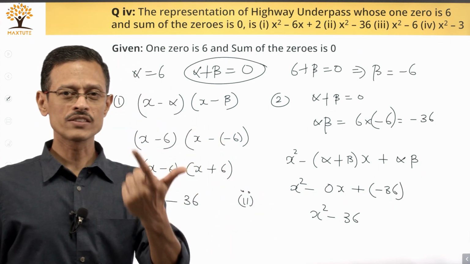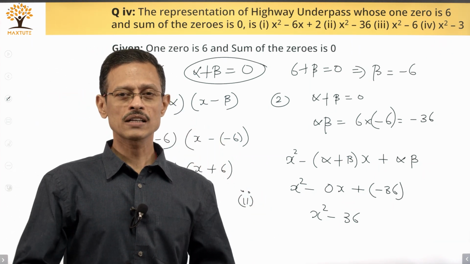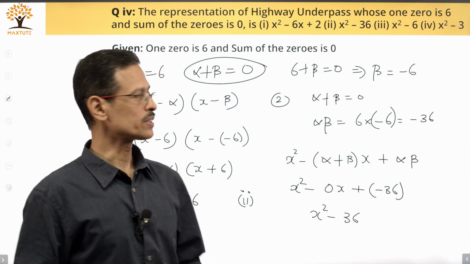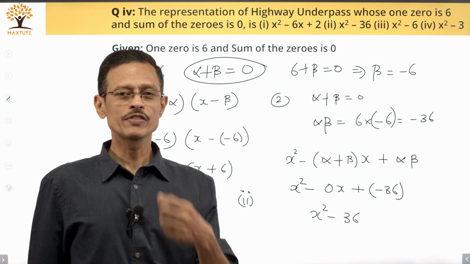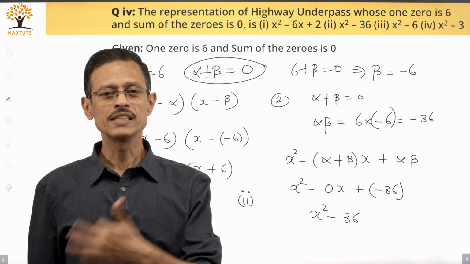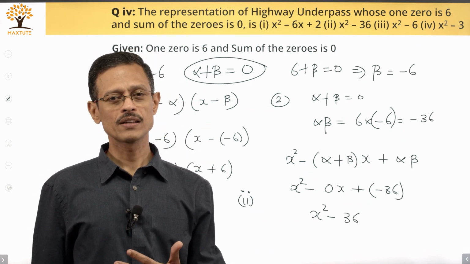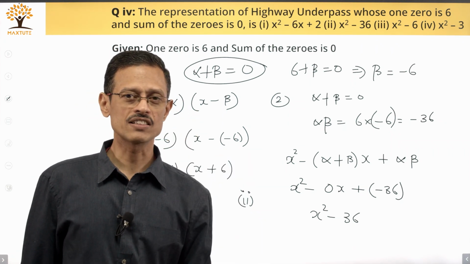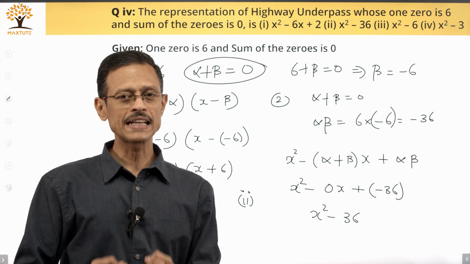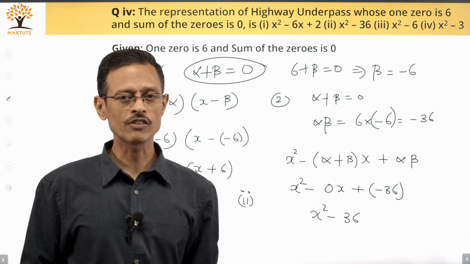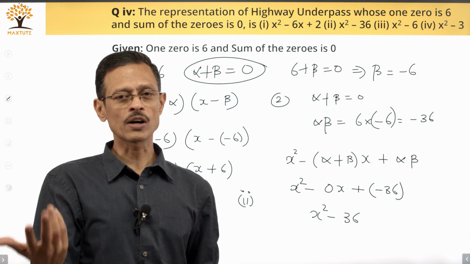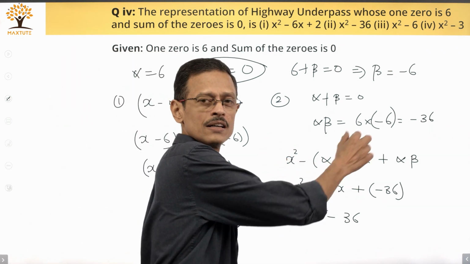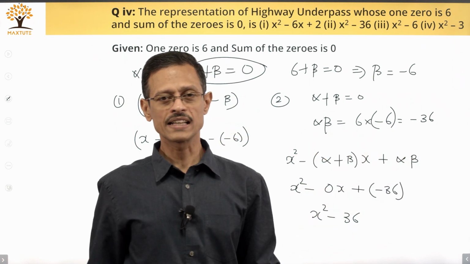So we know one of the zeros, we knew the sum of the zeros. So a couple of ways of approaching it. First step, whichever way you go about it, you need to find out the second zero. The second zero ended up being minus 6. So if you know the zeros are alpha and beta, then the equation is x minus alpha times x minus beta. Conversely, you know the sum of the zeros, which is alpha plus beta is equal to 0, given in the question. You know alpha, we computed beta, so you can find out the product of the zeros, which is alpha beta. If you know the sum of the zeros and product of the zeros, then the quadratic polynomial is x square minus sum of zeros times x plus product of zeros. So the answer is x square minus 36.